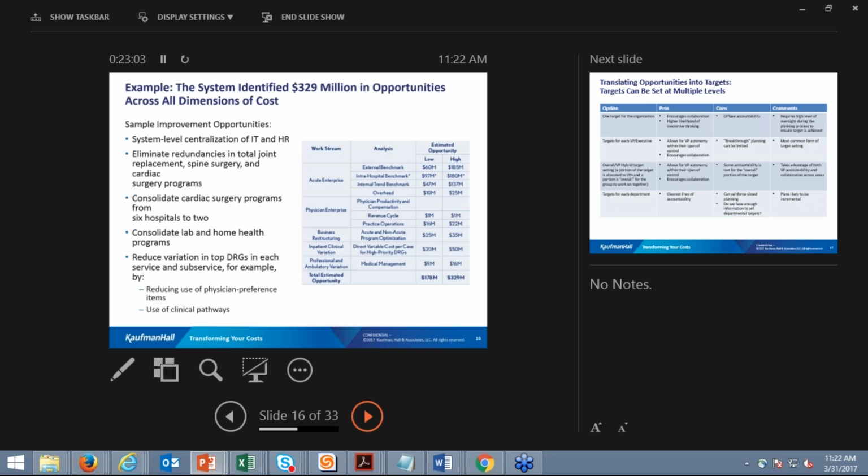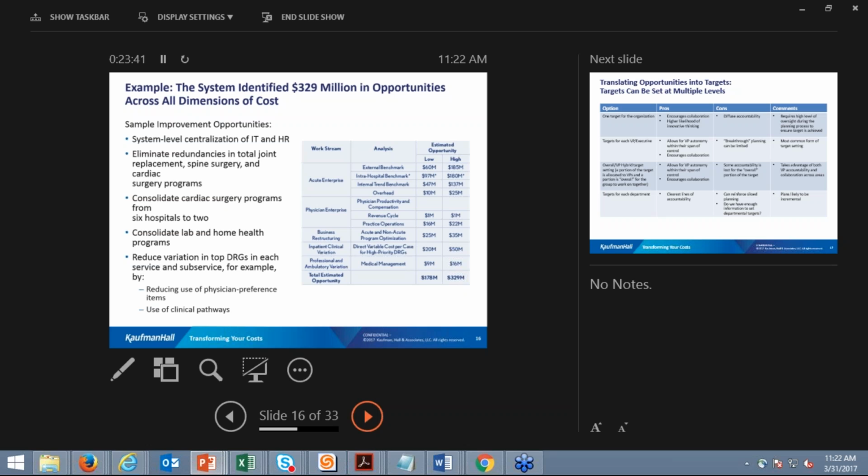As John mentioned earlier, we are going to send you all an article that was recently published. This is one example of a multi-hospital system in Southern California and their validated opportunity assessment. On the low side, they've identified just under $180 million, and on the high side, just under $330 million. But I think most exciting for us was the type of opportunities they chose to go after. They really chose to view their initiatives as a true transformation.